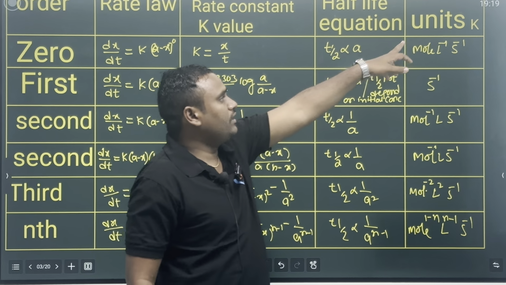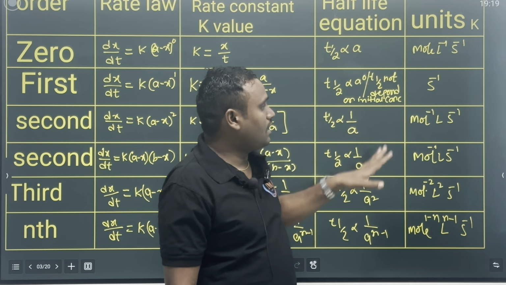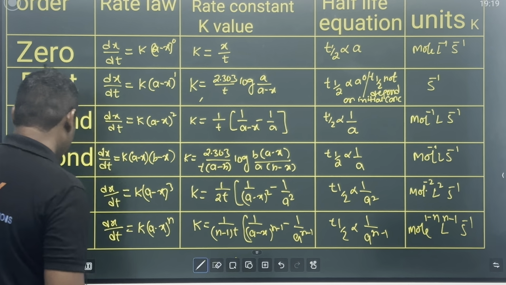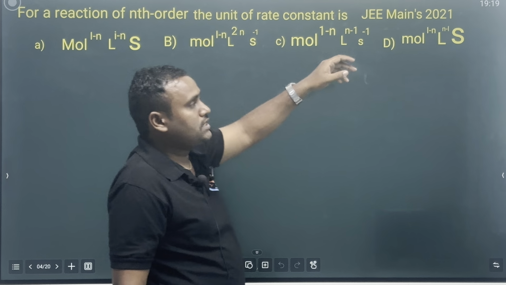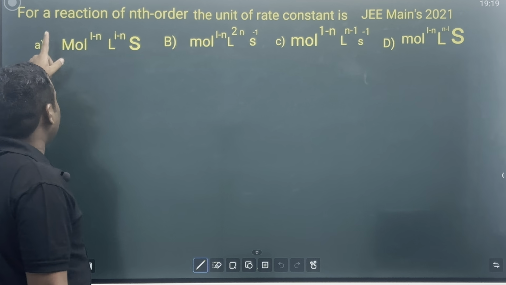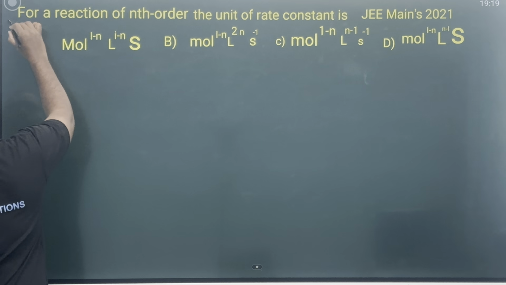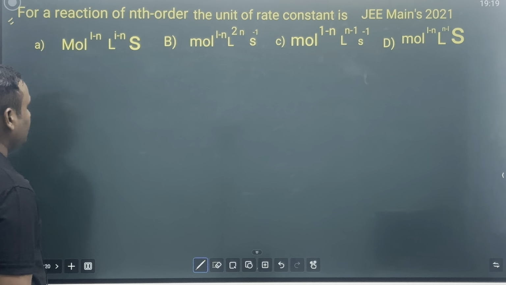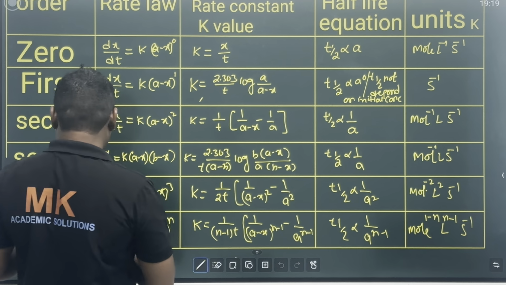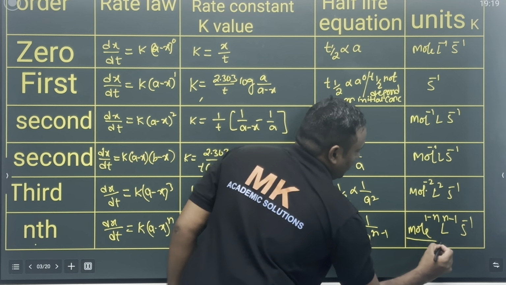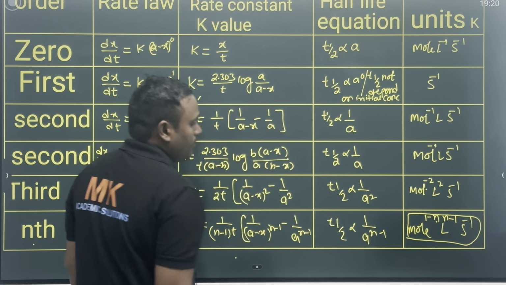And these are the units of k. I told that by using the units of k also we can find the order of reaction. Now here we have a question asked in JEE Mains 2021. For a reaction of nth order, what is the unit of the rate constant? See, the units are mole power 1 minus n, liter power n minus 1, per second.